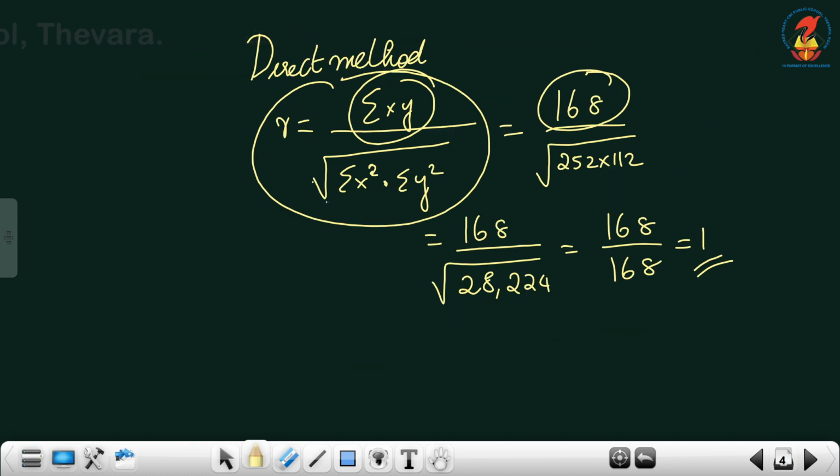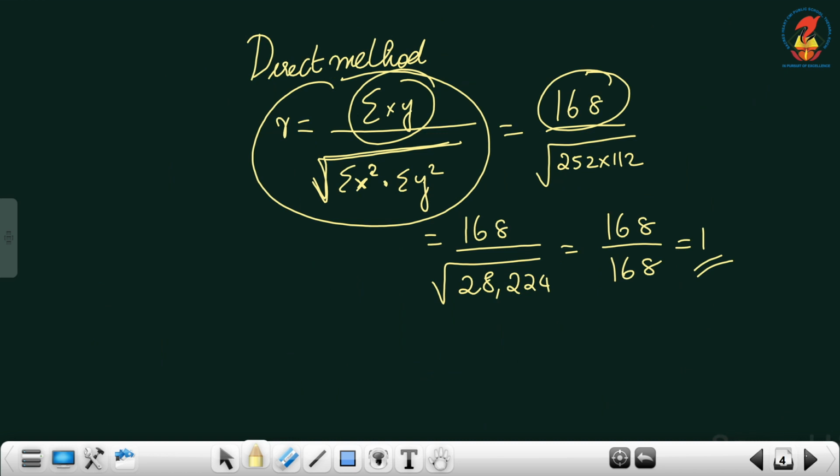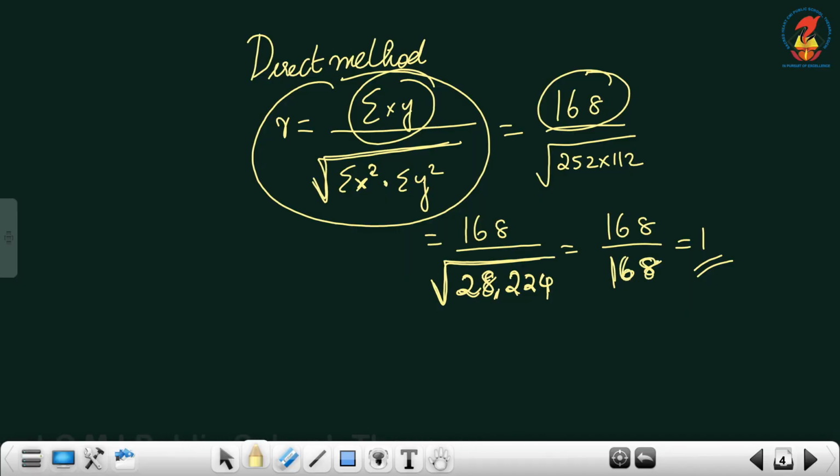168 divided by the root of, you know the values sigma x square and sigma y square. Sigma x square value is 252, sigma y square value is 112. So, you have to multiply both these and find the root of that. So, the root of 28,224 you have to find. As per the long division method, which you have already learned in 10th standard, when you find the square root, you will get the answer as 168, the root of 28,224. You will get the square root value as 168.